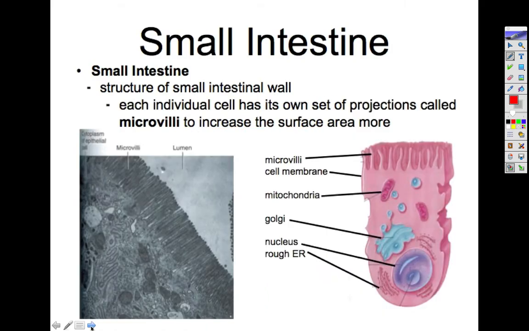Here's another look at the small intestine with the wall. In here you see this is your lumen, which is the region where all the food goes. Your microvilli extend out into that. So these all extend up, which increases your surface area. And then they connect to blood vessels and cells within the structure itself, within the wall of your small intestine, to transport those nutrients elsewhere.